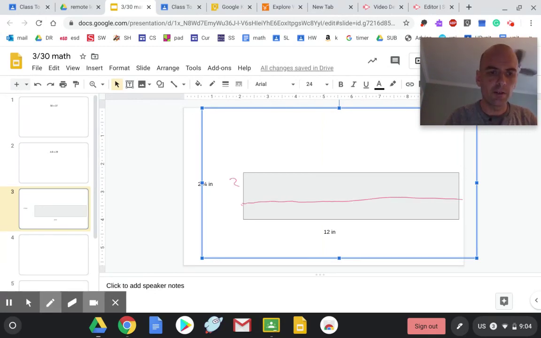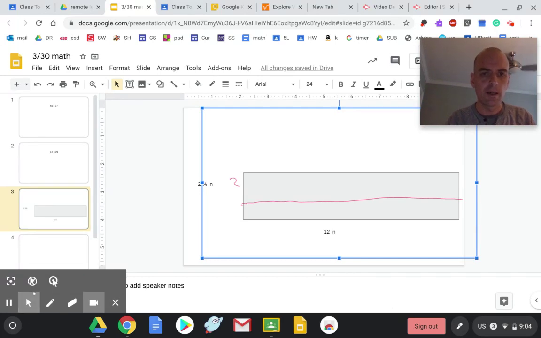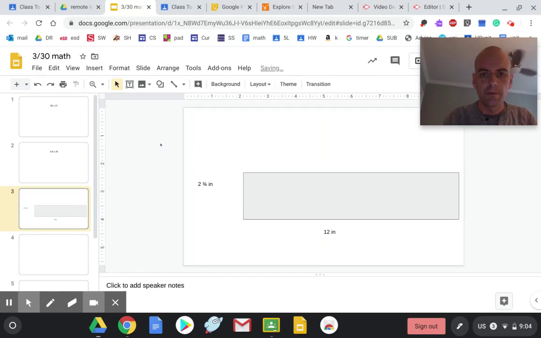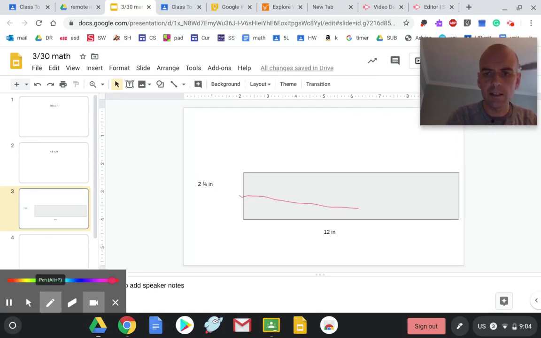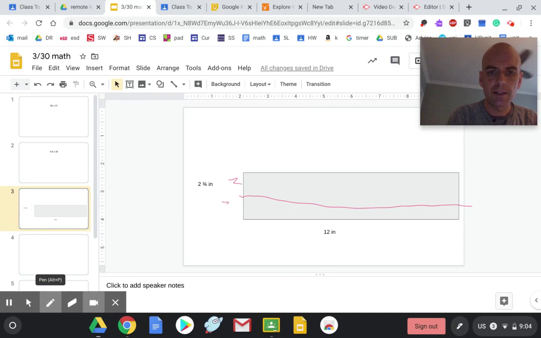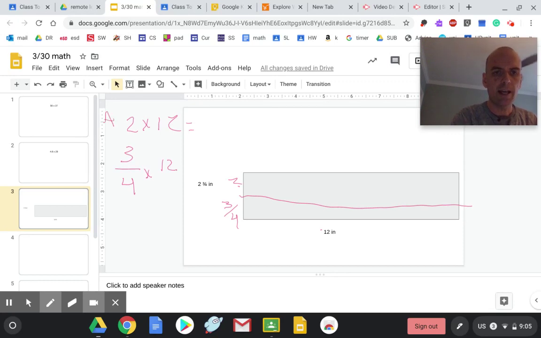So if this is 2, and this is 3/4, we have two problems. We have 2 times 12, and 3/4 times 12. So that's problem A, problem B. So 2 times 12 is 24.